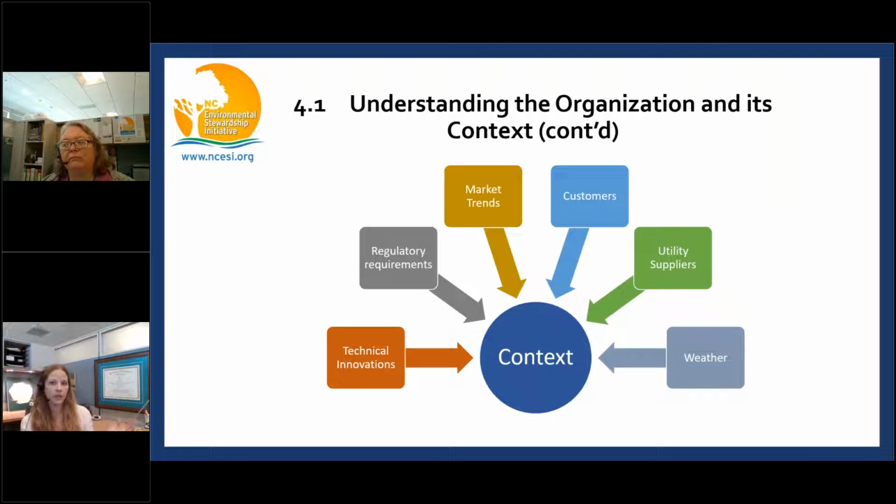Okay, so understanding your context, here are some examples of things that are part of the context of your organization. Technical innovations that affect your ENMS, regulatory requirements, market trends, who your customers are, who the utility suppliers are, and even things like weather. If it's a particularly hot summer, you're going to be using more energy to cool your buildings. That's going to affect your context.